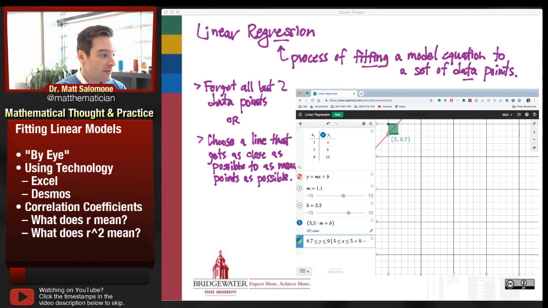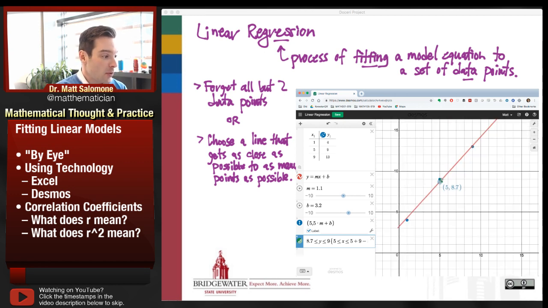And the area of that square, the bigger that square is, the more error there is between my measured value and my actual value for my data. This 8.7 is 5 times m plus b. So let me just make that adjustment here. So this is 5 plus 9, that's going to be 14 minus 8.7. That's 5 times m plus b.